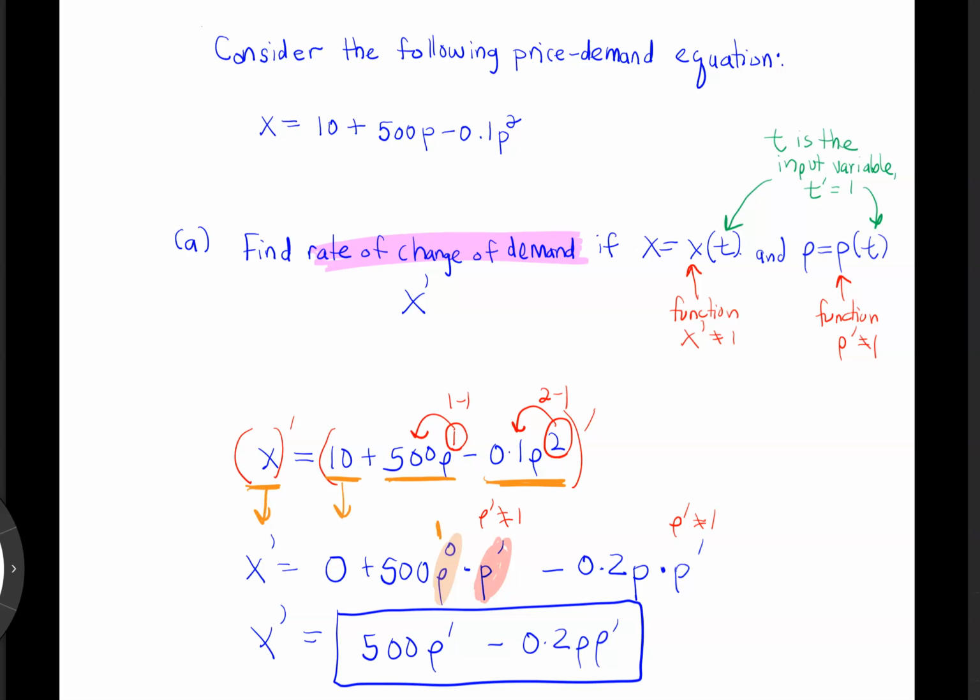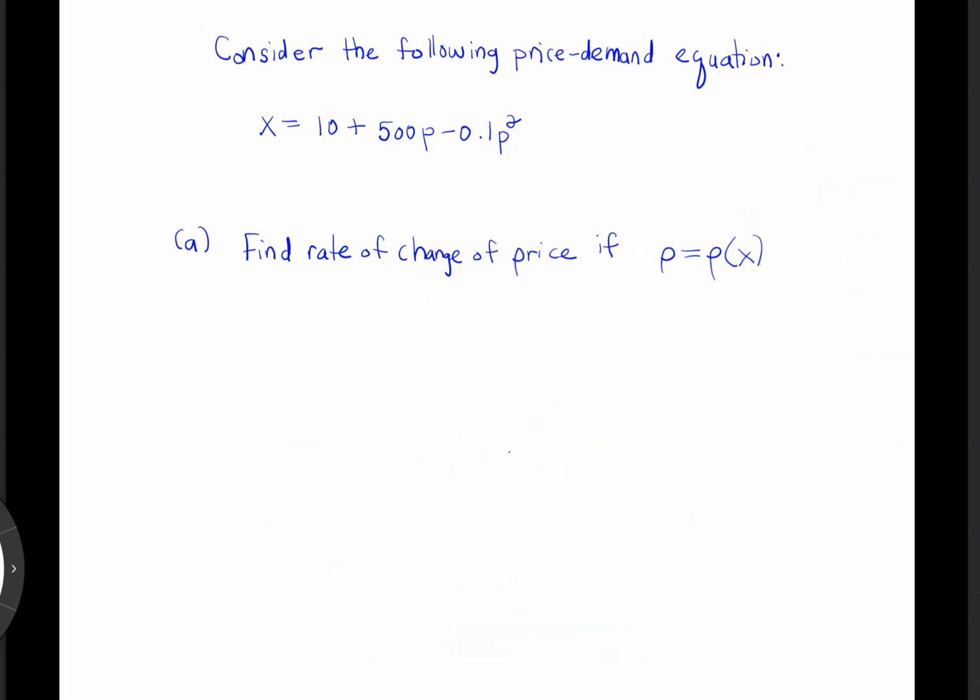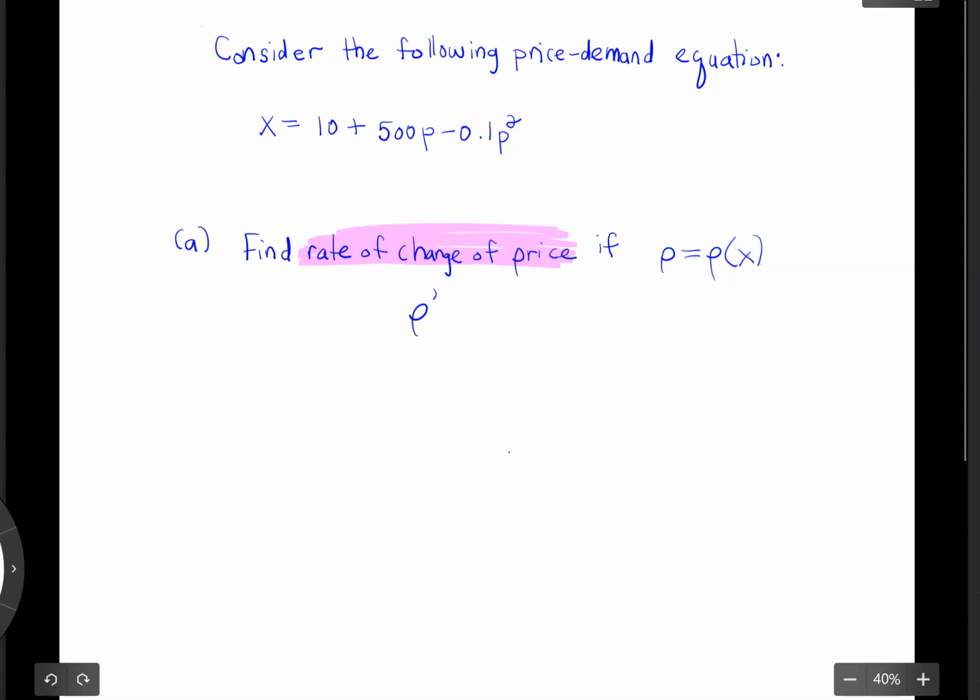Okay, well, let's change up the conditions again. What if I gave you the exact same price demand equation, but now I ask you to find the rate of change of price? So that's p prime, rate of change of price. So now you're being asked to find p prime. And we're told that p, price, is a function of x. Price is a function of demand. So what does that tell us?